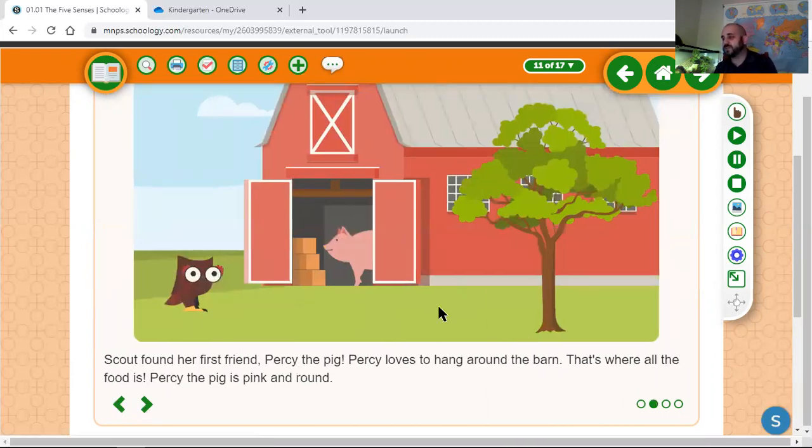Scout found her first friend, Percy the pig. Percy loves to hang around the barn. That's where all the food is. Percy the pig is pink and round. So once again, as we're talking about what we see, you're hearing a lot of colors, a lot of shapes, and a lot of sizes.